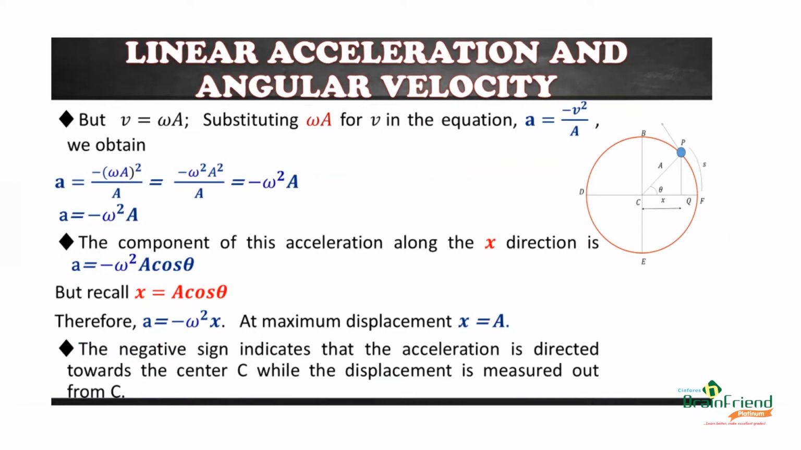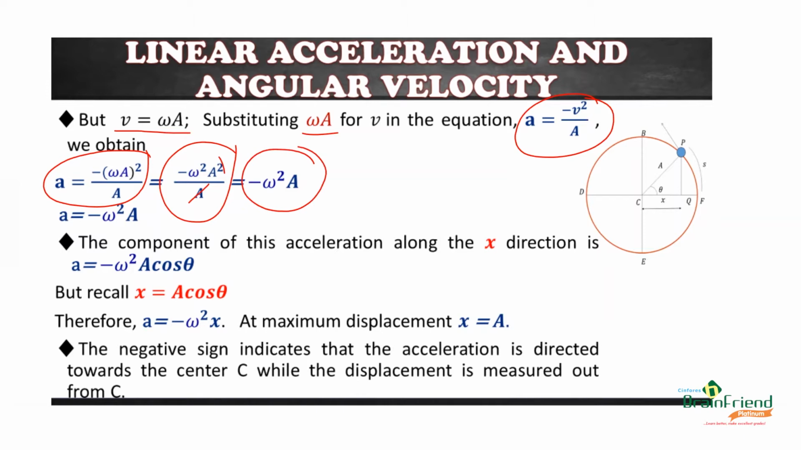Recall that from our previous class, we saw that v is equal to omega A, where v is the linear velocity, omega is the angular velocity, and A is the amplitude of the motion. Substituting omega A for v into this equation, we have a is equal to minus omega A all squared over A. This gives us minus omega squared A squared over A. This A cancels one A at the top here. We are left with minus omega squared A. Hence, acceleration, small letter a, is equal to minus omega squared A.